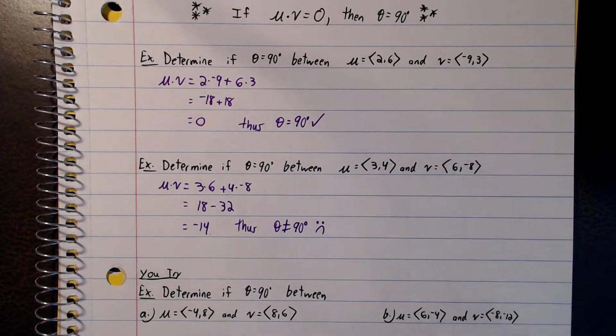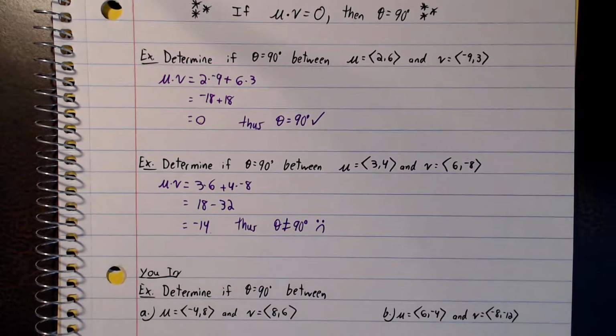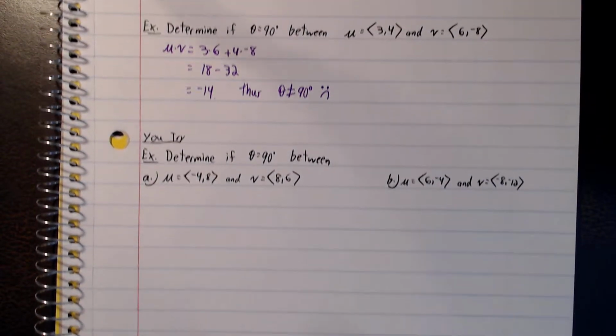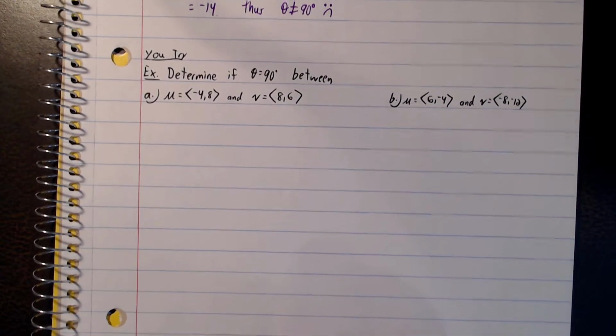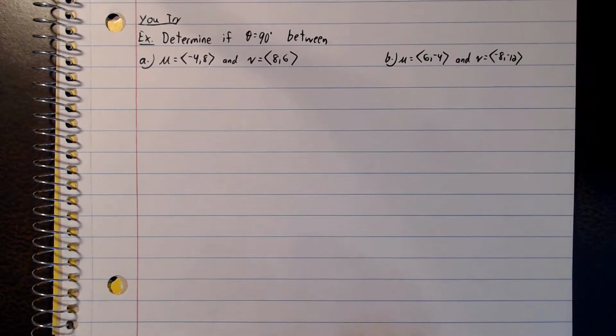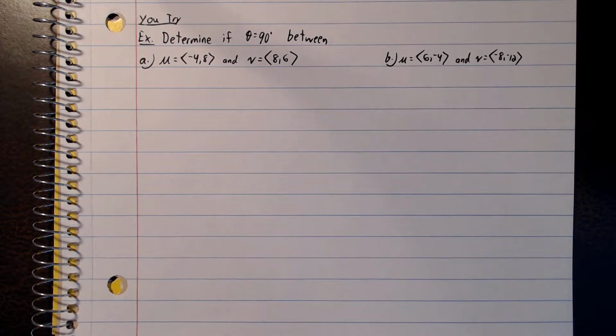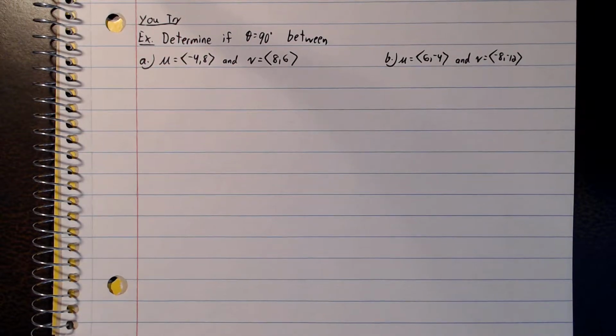Okay, so that's all we're trying to do. It doesn't ask us what is the amount. I guess they could ask us to find it, but they just want to know if it's 90 or not. So you've got 2 here to try on your own, and then you're done with Unit 6. So try these 2, pause the video, and resume when you're ready to check your solutions. Alright, let's check them out.